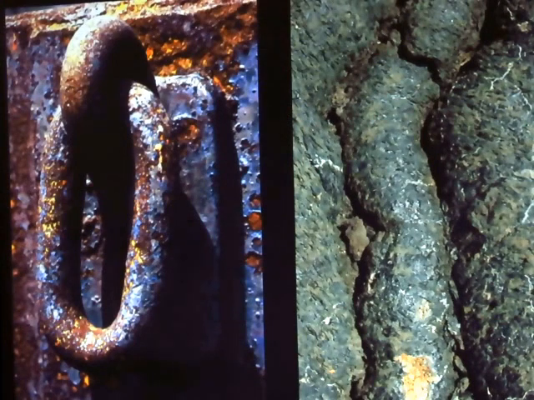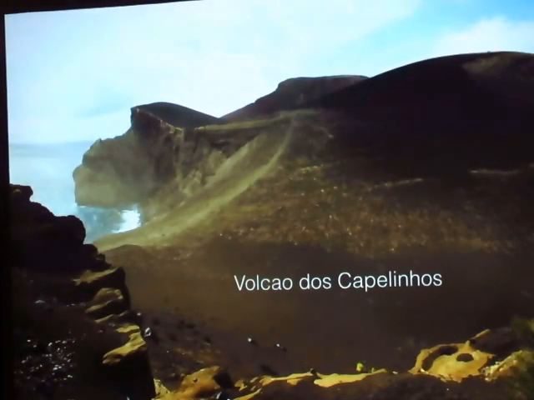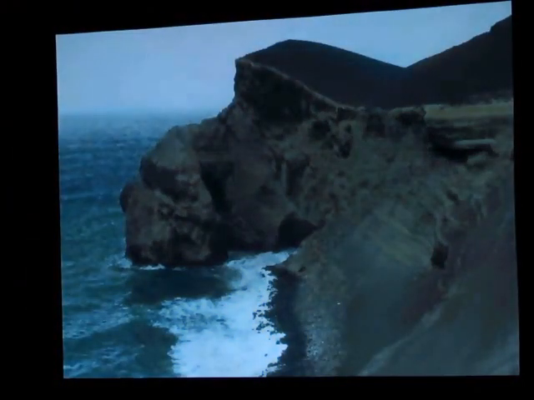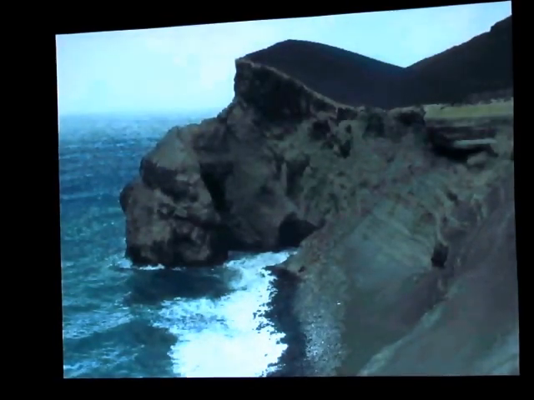Then, just looking at the island, what can I do? What can I make? Because I'm a maker. And at the end of the island was this volcano called Volcano del Capelinos. This blew out of the ocean in 1956 and added another mile of land to the island. And it's a perfect bowl. It's absolutely exquisite. And these are kind of exterior views. And I spent a day sitting in this thing, walking around.